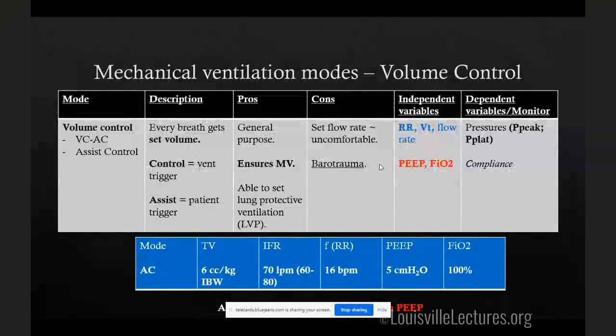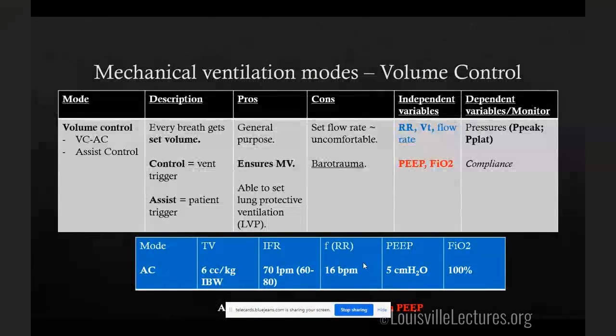What about your PEEP? For the most part, 5 will suffice. If they're extra large, their BMI is very high, choose 8. And then always start at 100% FiO2, because when you go from negative pressure ventilation to positive pressure ventilation, there's a transient period of VQ mismatch, and you don't want the patient to hypooxygenate. What we measure here are pressures, so peak pressure and plateau pressure.